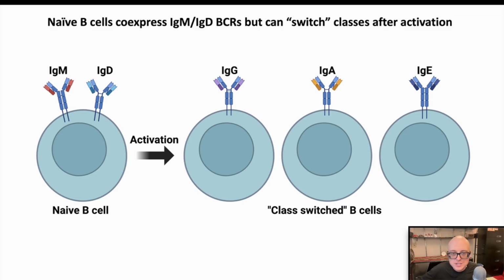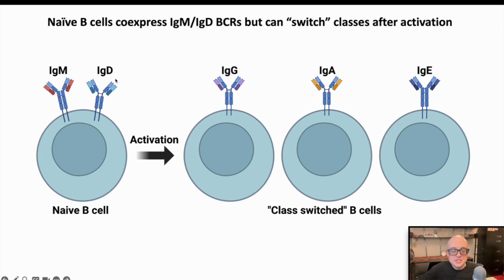BCRs in this context. The weird thing that you may notice here is that naive B cells uniquely co-express both IgM and IgD. And I noted before that the expression of IgD antibody was actually quite rare in the serum. That's because IgD is a little bit of a mystery. We don't really fully understand what the purpose of IgD is. IgM is by far much better studied and much better understood in terms of its function, both as a BCR and especially as a secreted antibody. But nevertheless, IgD still occurs in nature.